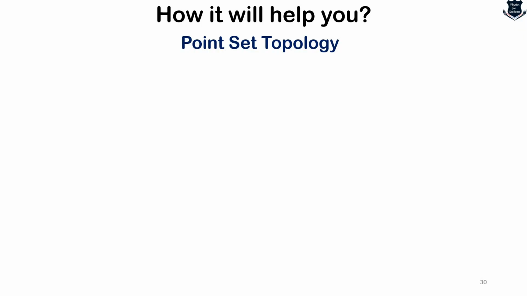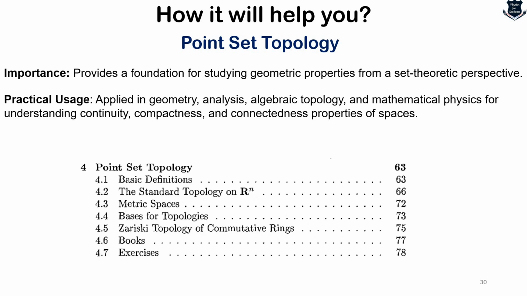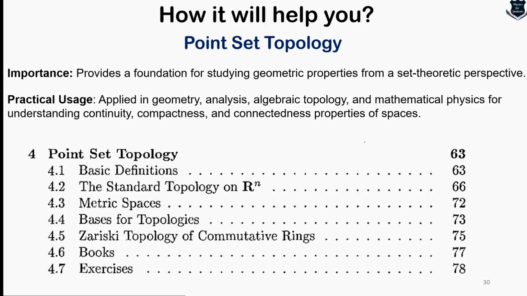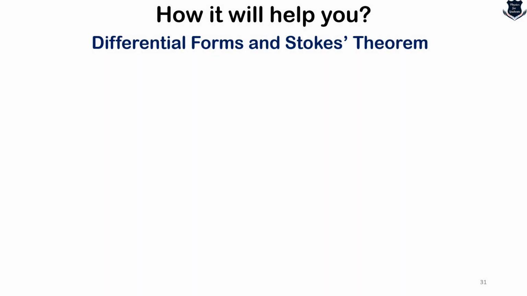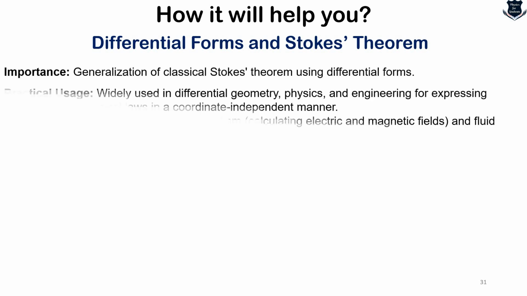Now point set topology is also important because topology is coming up. Algebraic topology and mathematical physics use point set topology, and as you can see, it covers metric spaces, basis for topologies, Zariski topology, and commutative rings, a lot of advanced topics. Now what I particularly liked about this book is this one: differential forms and Stokes theorem.